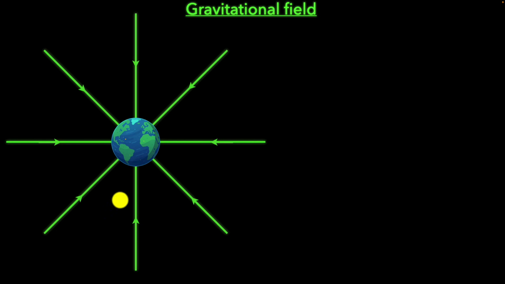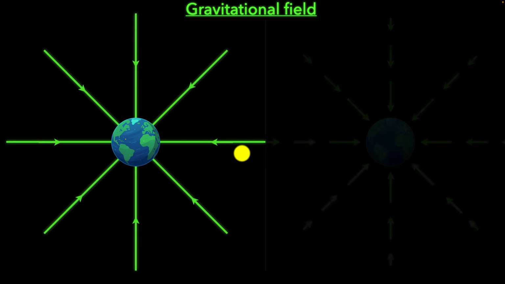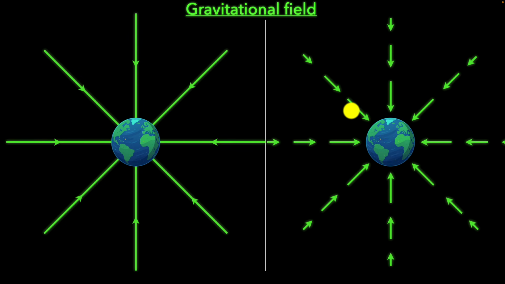Okay, how is this helpful, you ask? Well, in the vector field model, the strength of the gravitational field is proportional to the length of the arrow mark. Closer to the Earth, the field is stronger, so we draw bigger arrow marks, and farther away from the Earth, the field gets weaker, we draw smaller arrow marks.